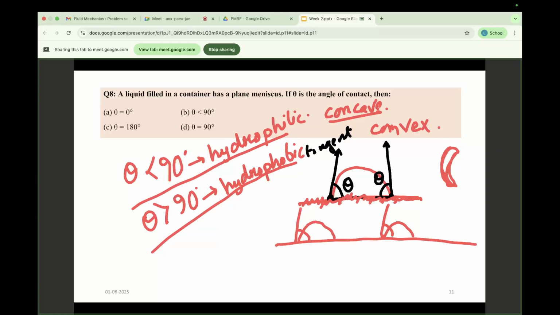If it is forming a concave shape, then concave shape means this shape. See, I am drawing. This is your concave shape for droplet, and this one is hydrophobic. Okay, so this one is convex shape for droplet. Is it clear? Okay, so if it is clear, can I move to the next one?